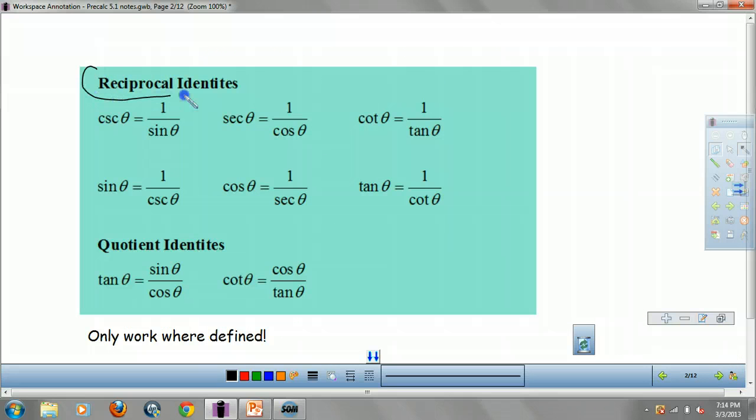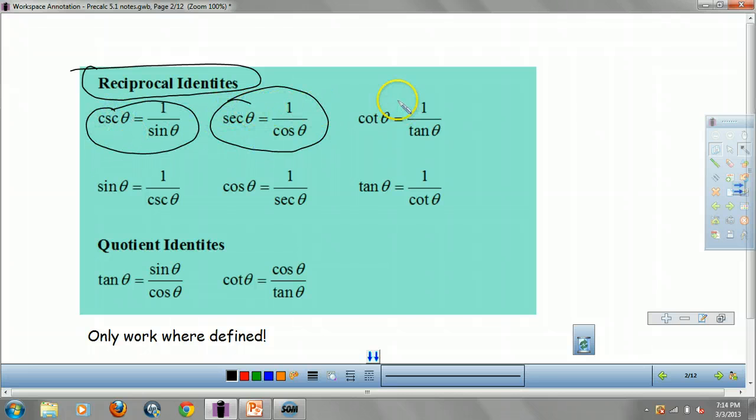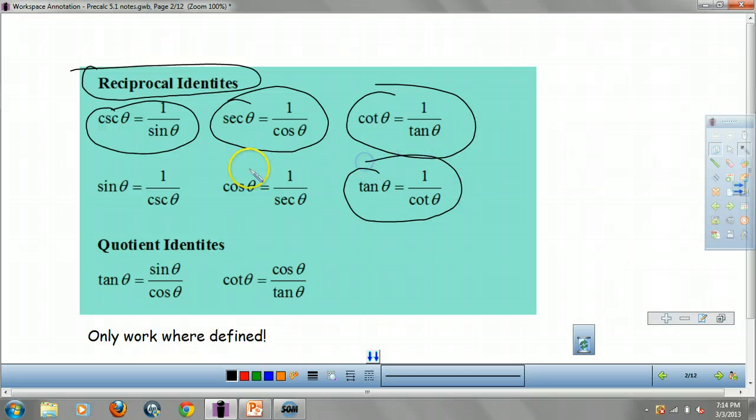First one we're going to look at is called your reciprocal identities. What this means is, by the way guys, I hope you guys know these by now. Cosecant is 1 over sine, secant is 1 over cosine, cotangent is 1 over tan. That wonderful piano playing was my daughter. Tan is 1 over cotan, cosine is 1 over secant, sine is 1 over cosecant, because these are reciprocals, guys.